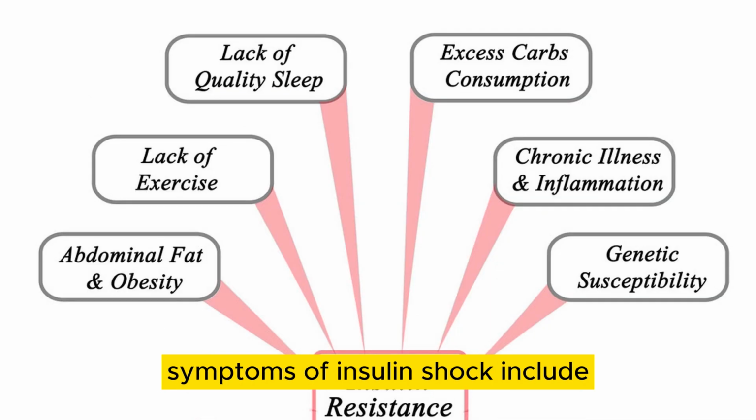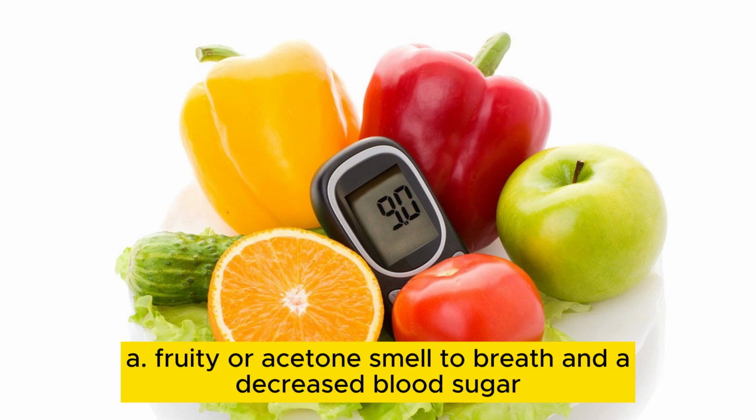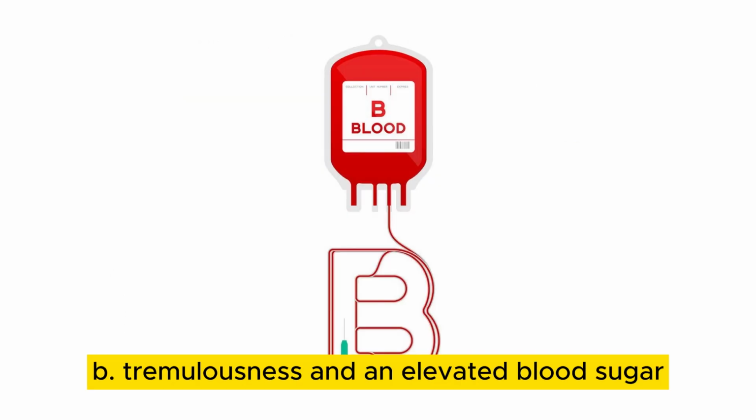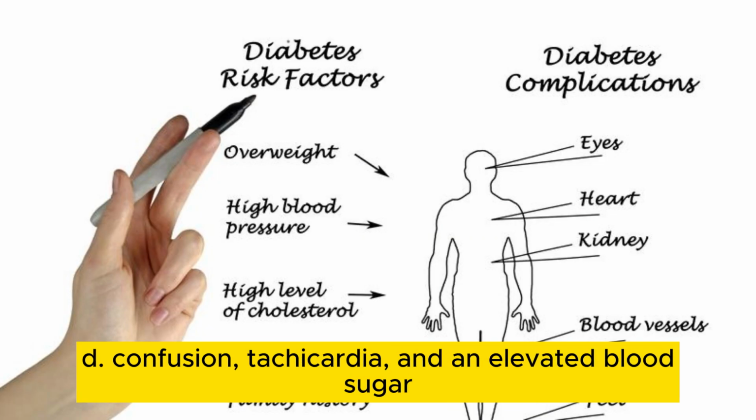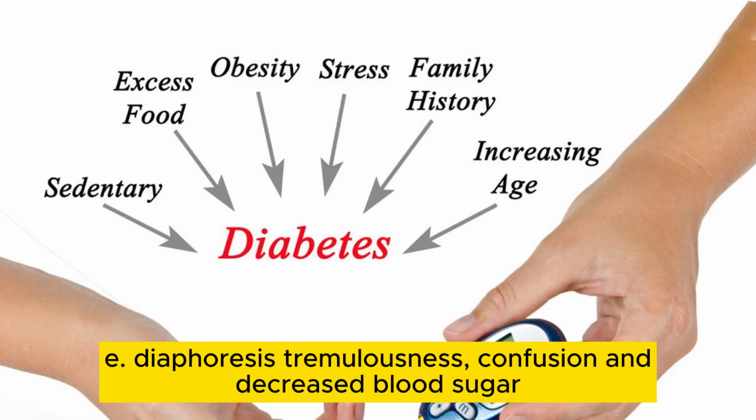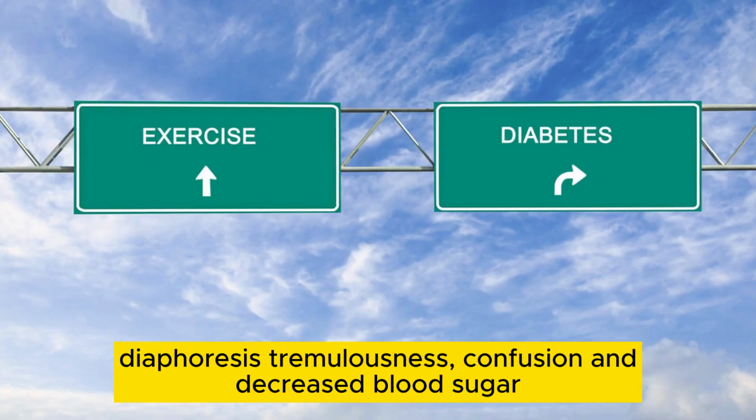Symptoms of insulin shock include A. Fruity or acetone smell to breath and a decreased blood sugar. B. Tremulousness and an elevated blood sugar. C. Diaphoresis and a fruity smell to the breath with elevated blood sugar. D. Confusion, tachycardia, and an elevated blood sugar. E. Diaphoresis, tremulousness, confusion and decreased blood sugar. Diaphoresis, tremulousness, confusion and decreased blood sugar.